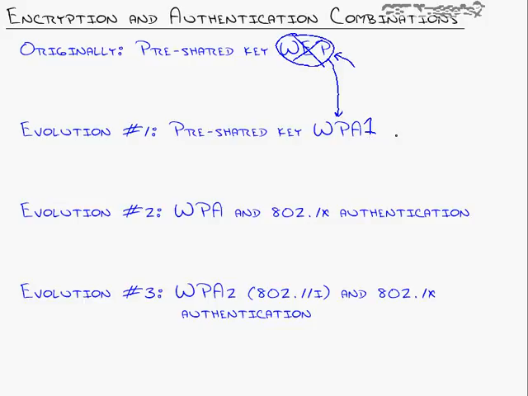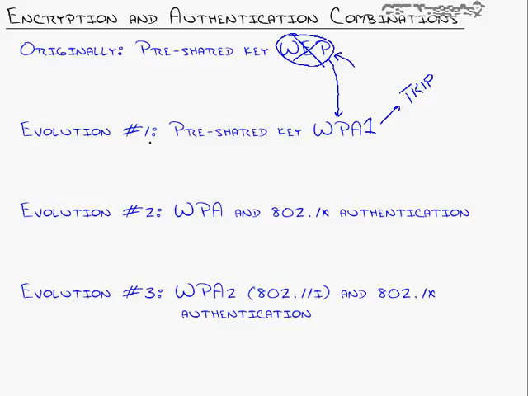WPA1 was an interim solution that would improve the security, improve the encryption from WEP without changing out all the hardware. Now, it wasn't perfect, but it was a huge stride over WEP, meaning it was a much better encryption method. It's actually known as TKIP. That's the encryption method that was used with WPA1. So it was kind of an interim solution. It still used pre-shared keys.